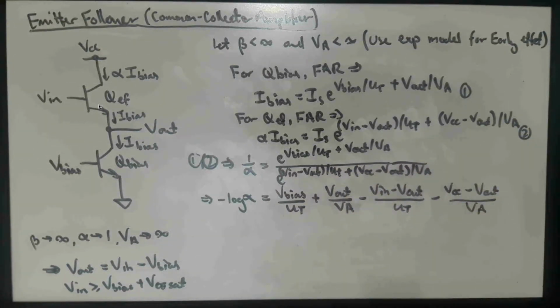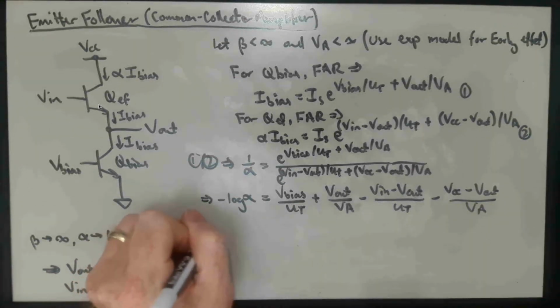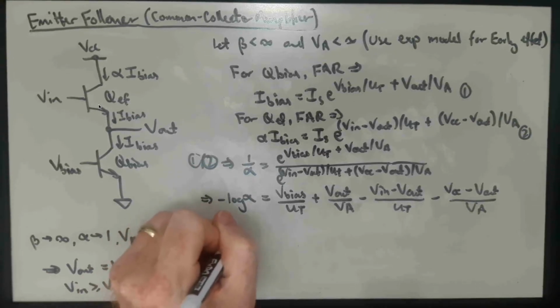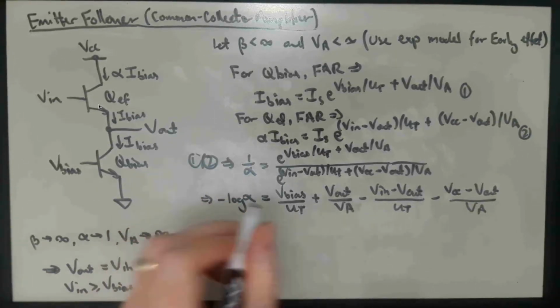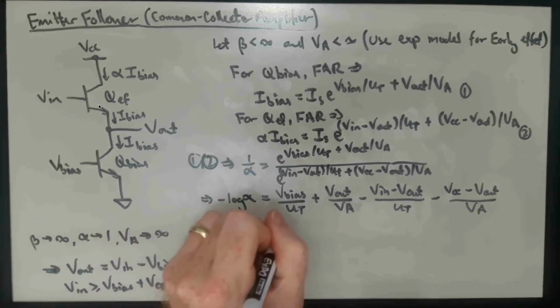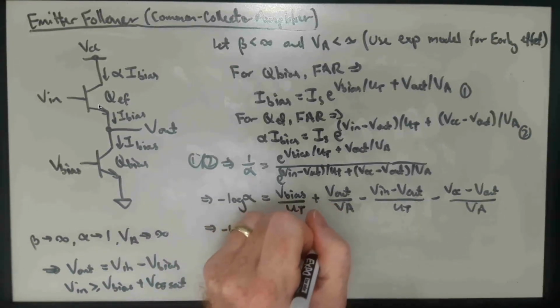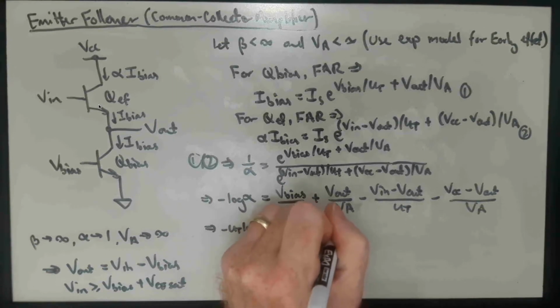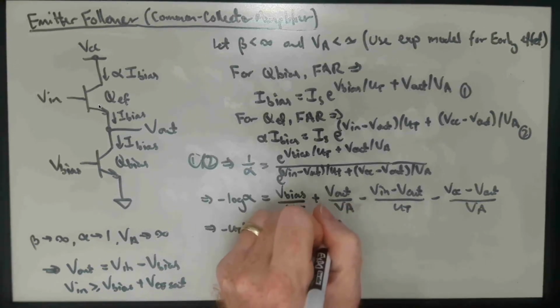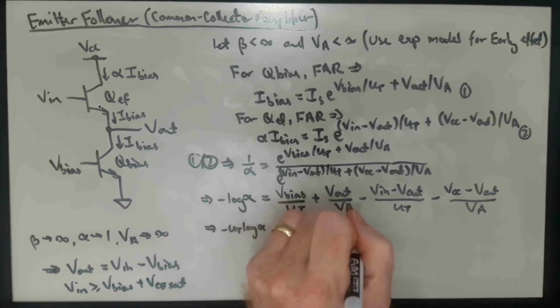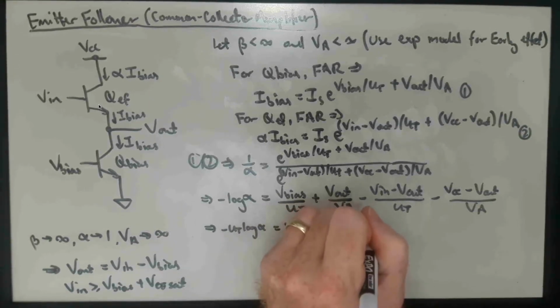And so now we're going to do what we did before, which was multiply everything through by UT, and that's going to give us minus UT log alpha equal to V bias minus V in plus V out.